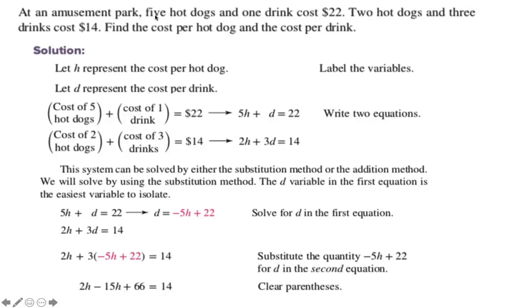So let's convert these into two linear equations. The first equation is that 5 hot dogs plus 1 drink costs $22. So the cost of 5 hot dogs plus the cost of 1 drink is $22. Again, h is the cost of 1 hot dog, so 5 times h is the cost of 5 hot dogs. 1 drink means plus d, because d is the cost of 1 drink. So 5h plus d is 22. And the cost of 2 hot dogs plus the cost of 3 drinks, so 2h plus 3d is 14. So we have a system of 2 equations, 2 unknowns, h and d.